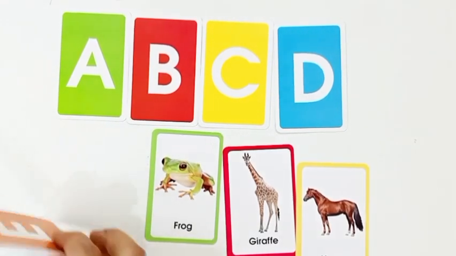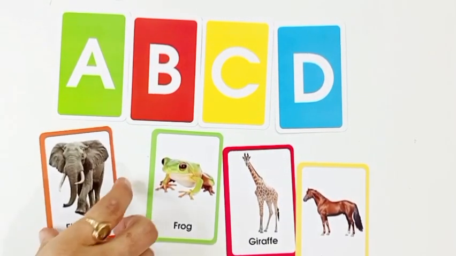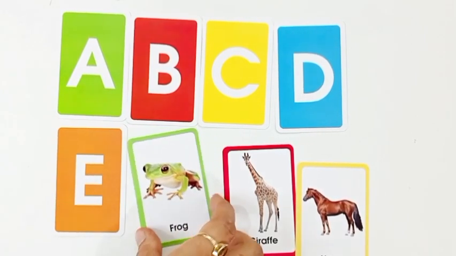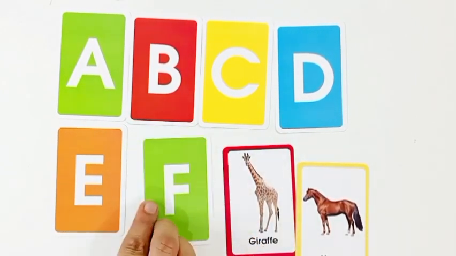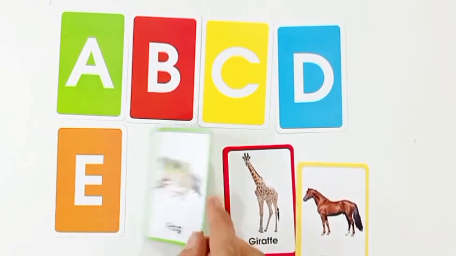This is E. E for elephant. E-L-E-P-H-A-N-T, elephant. This is F. Capital letter F. F for frog. This is frog.